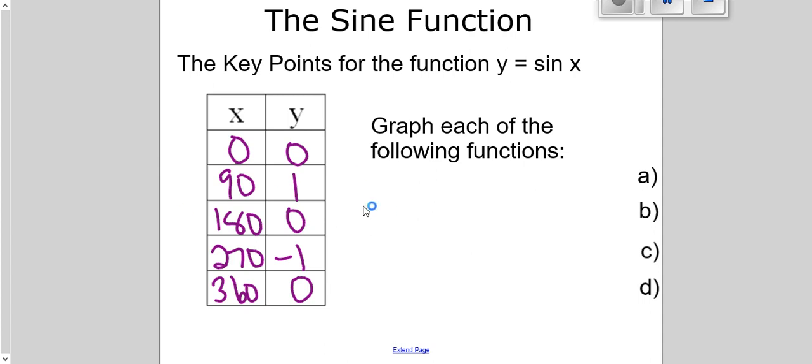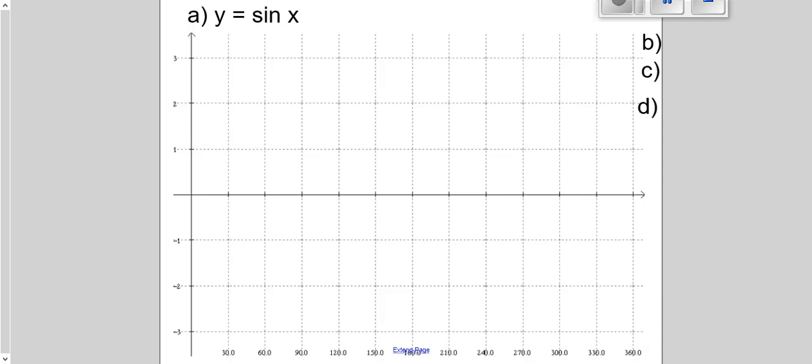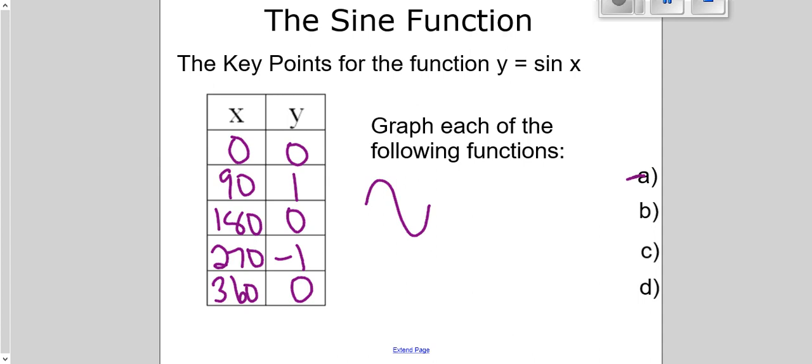And this table of values, remember, is for y equals sine x. So that's the function that looks like this. Starts at 0, 0, goes up to 1, back to 0, down to -1, and then 0. Okay, so let's get started. So y equals sine x is the first graph. Okay, and let's create our table of values.